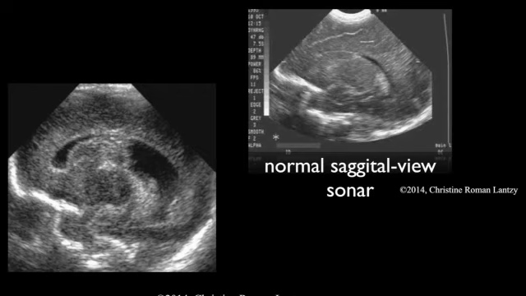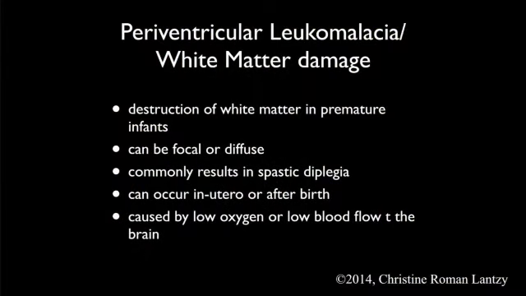Another significant cause of CVI is periventricular leukomalacia, or white matter damage. White matter damage is destruction of white matter in the brain, and it can occur in premature infants or in children who have other coexisting conditions of the brain. It can be focal or diffuse, commonly results in spastic diplegia affecting the legs, can occur in utero or after birth, and again is caused by low oxygen or low blood flow to the brain.